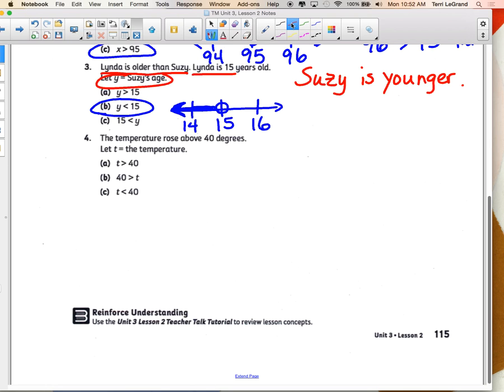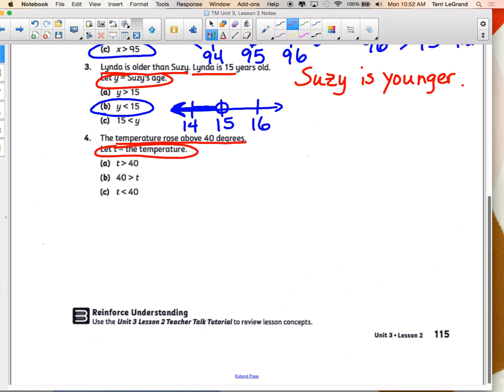Okay, and our very last one here. The temperature rose above 40 degrees. So it's higher than 40 above. T is going to be our temperature. So with this one, we are not comparing it to anybody else. We're comparing it to saying the temperature was above 40. T is the temperature. So our temperature has to be more than 40, basically. Which of these inequalities says the temperature is more than 40?